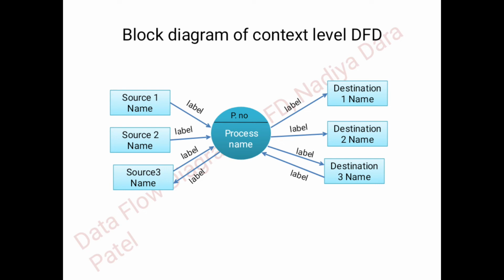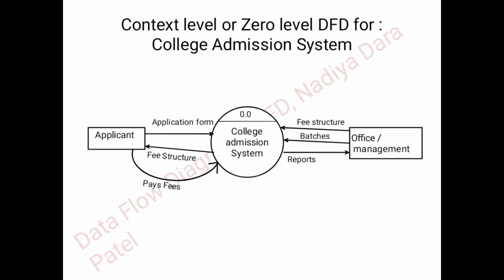So do not keep in mind that the information flowing in should be treated as source and the destinations are something which is receiving. You can have some entities which get it back quickly, so you can have it by making use of arrows. So this is one simple diagram which I have tried to draw, the most simple one to just explain the context level or zero level DFD for college admission system.